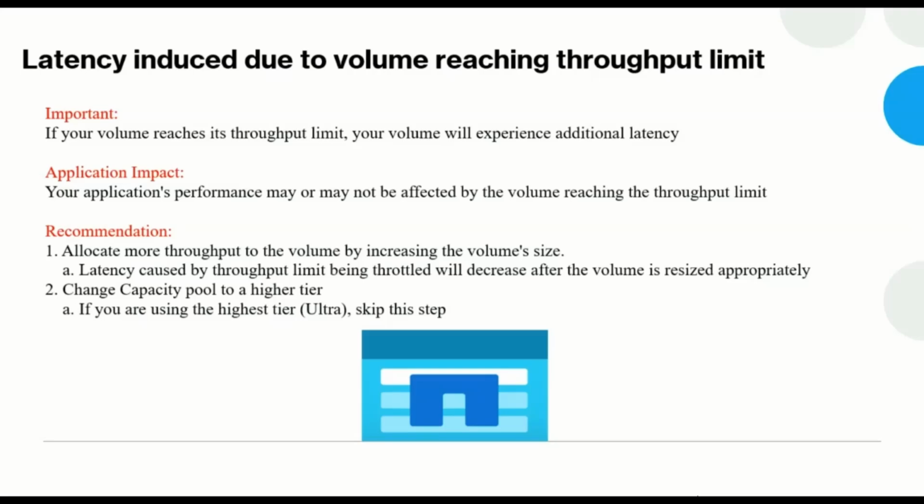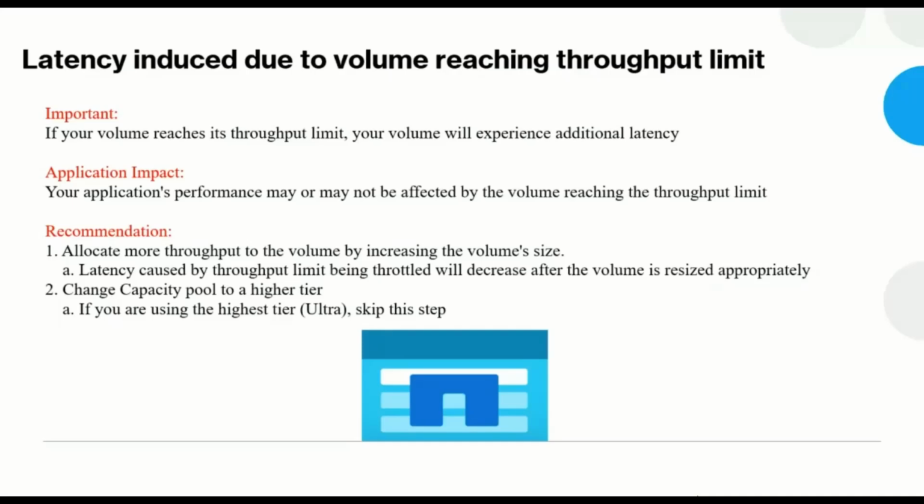It is important to understand that if your volume reaches its throughput limit, then your volume will experience additional latency. Reaching the volume's throughput limit can negatively impact your application performance. Your application's performance may or may not be affected by the volume reaching the throughput limit. It is recommended that you execute one or both of the steps below, either to reduce latency in order to improve application performance and/or return the throughput limit reached metric back to the Boolean value of 0.